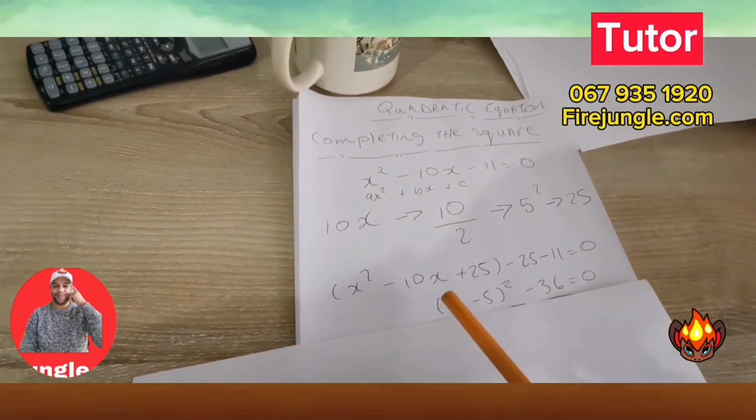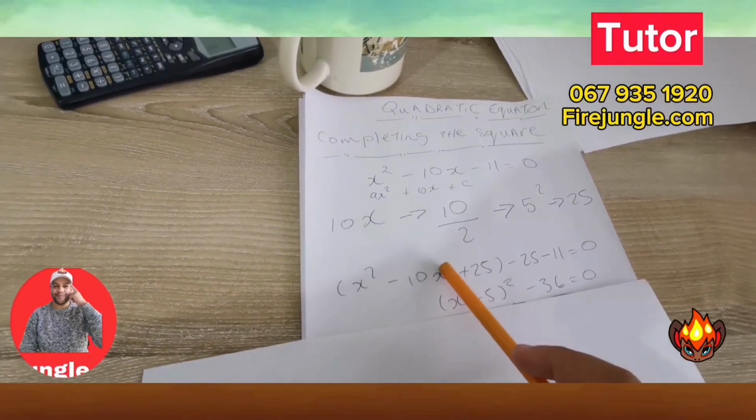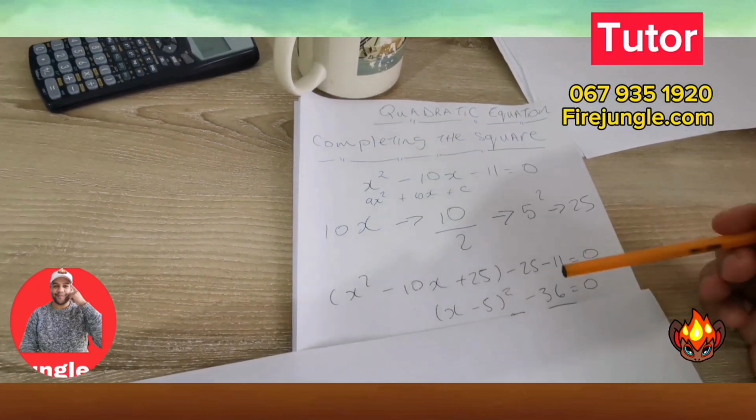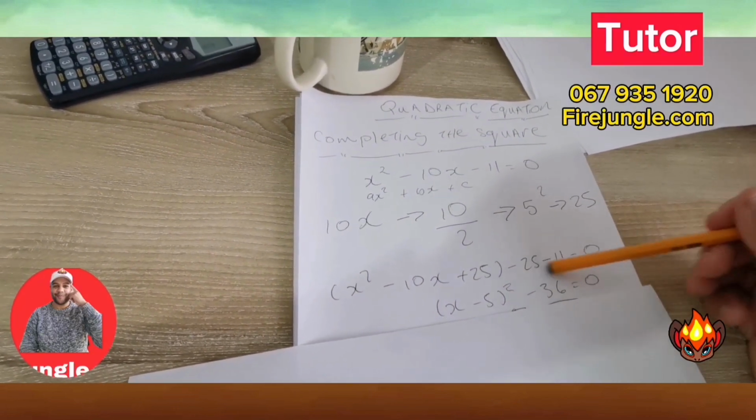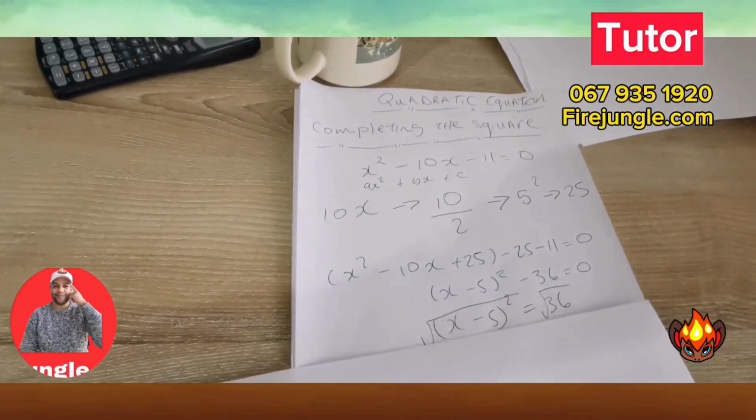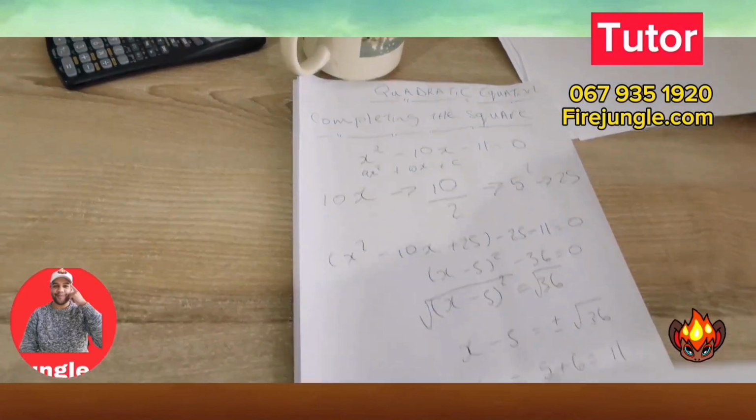So then we'll have x minus 5 squared, as we can make this a difference of squares. And then we'll add up these two values, and that will give us 36. We take the 36 to the other side, and then we can square root both sides.